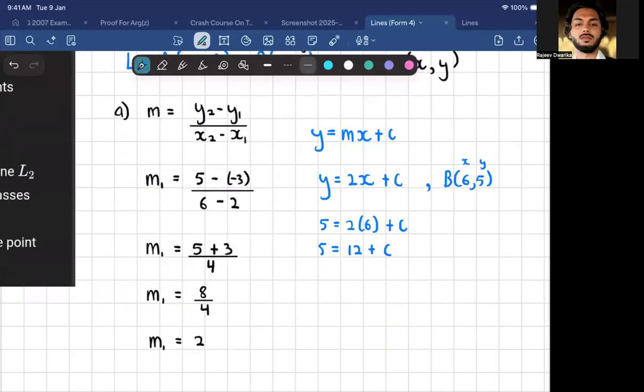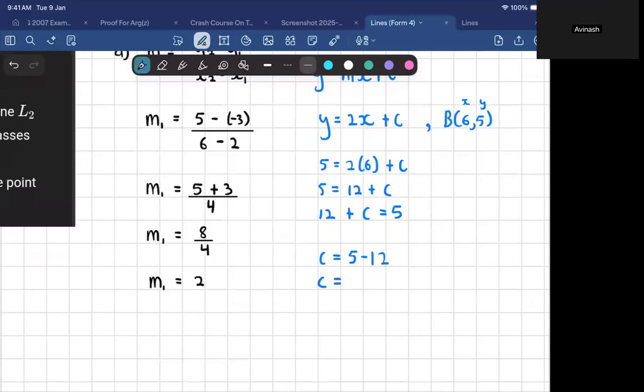Okay, so you said 12 plus C is equal to 5. Nice. Avinash, I'm going to call upon you to finish this. How would I find C? You move across it, 12 becomes negative 12. Exactly. So C would be equal to 5 minus 12. What's 5 minus 12? Minus 7. Yes. I remember you used to have trouble with negative numbers. Big up yourself. Nice.